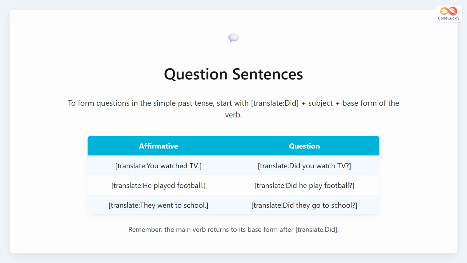To ask questions in the simple past tense, we start the sentence with did, followed by the subject and the base form of the verb. For example, "Did you watch television? Did he play football? Or did they go to school?" Remember, once we use did, the main verb stays in its base form. This pattern helps us form clear and correct questions about the past.